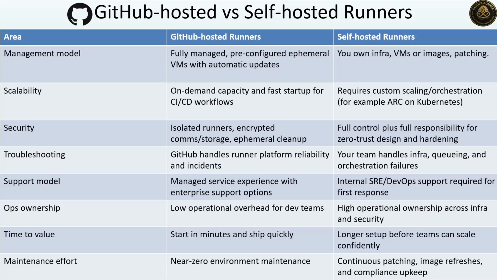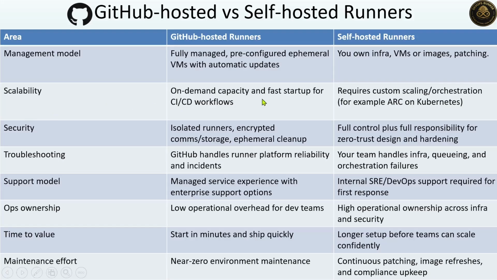The first one is the management model. GitHub-hosted runners are fully managed by GitHub only. These are pre-configured virtual machines with automatic updates, so we don't have to manage anything like patching. The next one is self-hosted runners, your own infra. As I said, we have to maintain our own infra here, the virtual machines, our images, and if the server requires any patching activities or security updates, that is something we have to manage. GitHub doesn't take any responsibility for self-hosted runners.